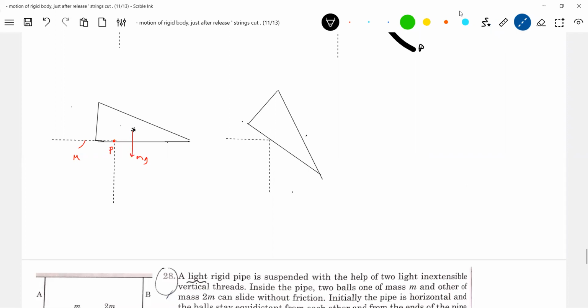Now let's say the center of mass is somewhere here. It need not be at the same level, it can be some arbitrary point, and this is theta, you take it. So again, the set of equations will be the same. Continue, mg.